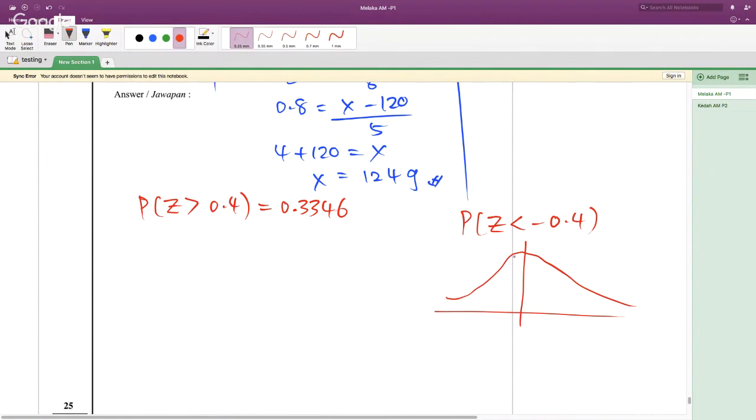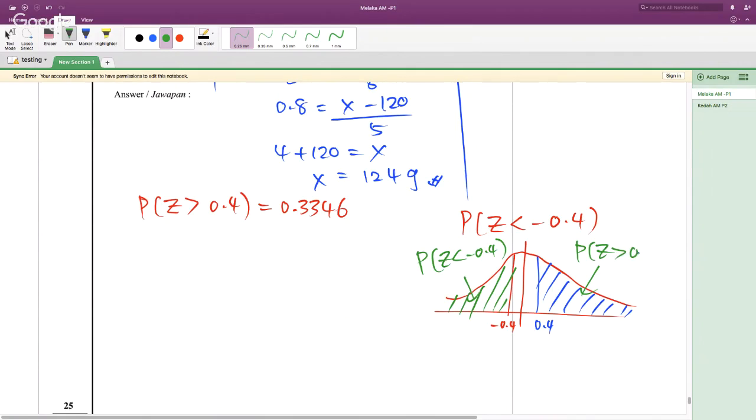So let's say I say negative 0.4, and I have here positive 0.4. This area here will be the same as this area here, because they are symmetric. This area we call probability Z is less than negative 0.4, but this area we call probability Z is bigger than 0.4. Because they are symmetric, both of them are exactly the same.